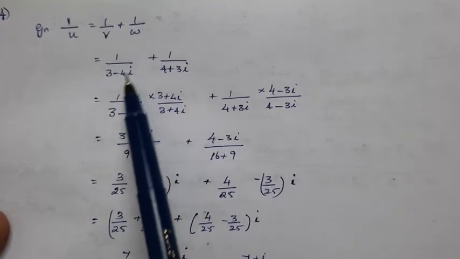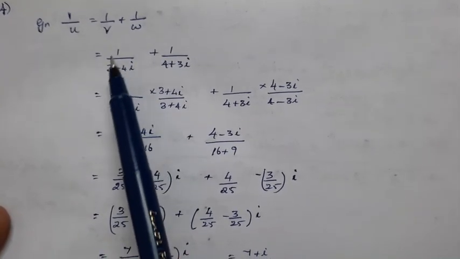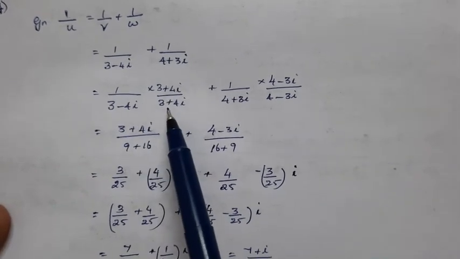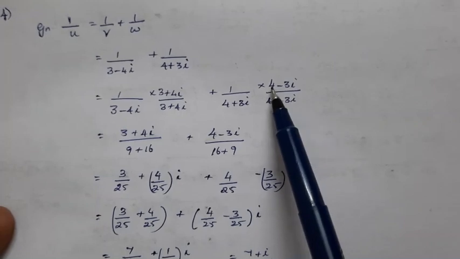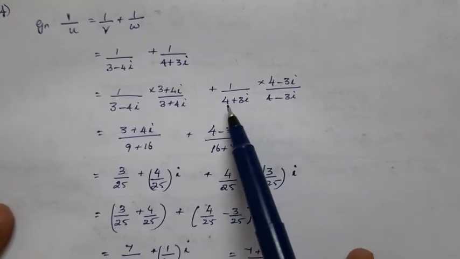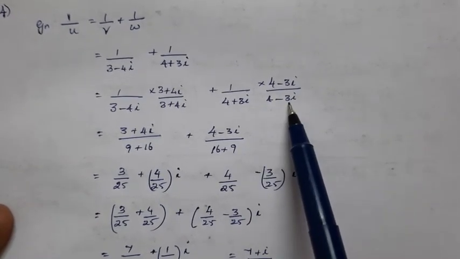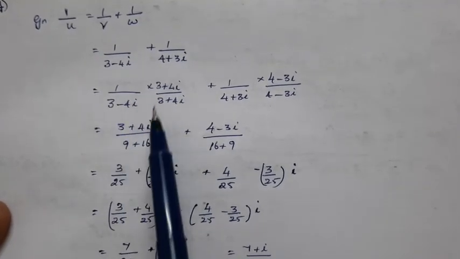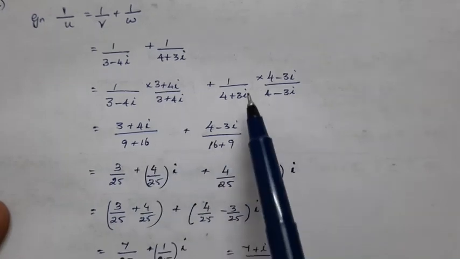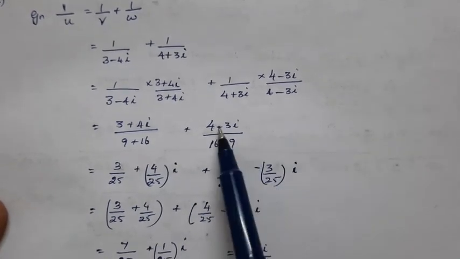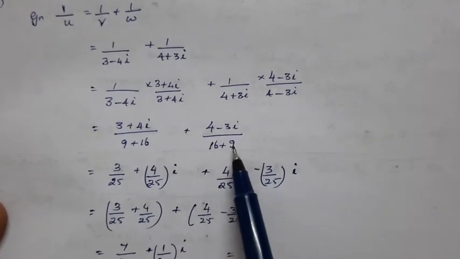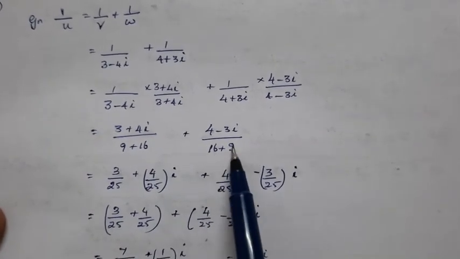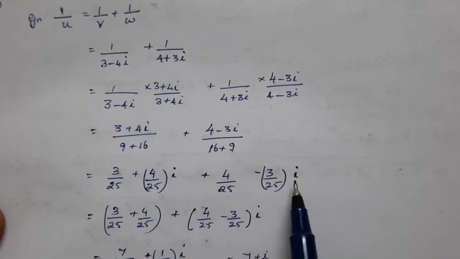Now it is not in the proper form. So on converting to the proper form, you have to multiply and divide by the conjugate of the denominator, 3 plus 4i and 3 plus 4i. Similarly here, multiply and divide by the conjugate of the denominator, 4 minus 3i and 4 minus 3i. Now the numerator is 3 plus 4i and the denominator is 3 squared plus 4 squared, that is 9 plus 16. Here, 4 minus 3i and the denominator is 4 squared plus 3 squared, that is 16 plus 9. So 3 by 25 and again 4 by 25 i. Again this is 25, that is 4 by 25 minus 3 by 25 i.